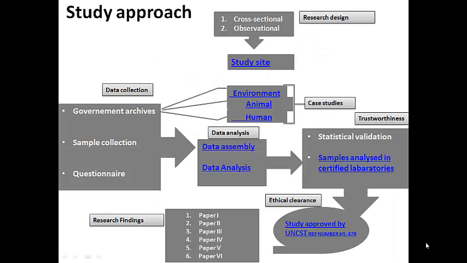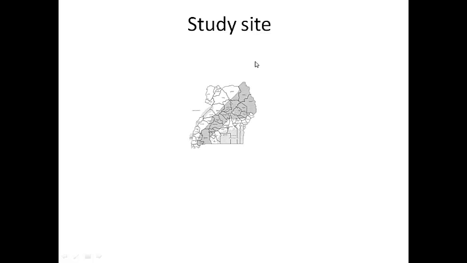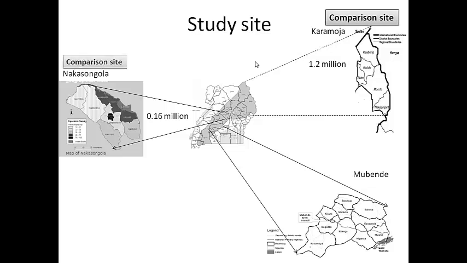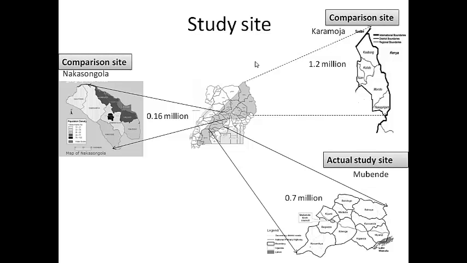So the study approach was, if we look at the study site, the districts that we study are in the Uganda cattle corridor. We had 2 comparison sites. The first comparison site was at the northeastern corner of the cattle corridor, that is Karamoja, and then the Nakasongola was for the environmental study. The actual study site that we used was Mubende district.